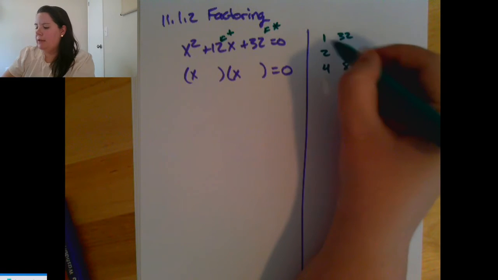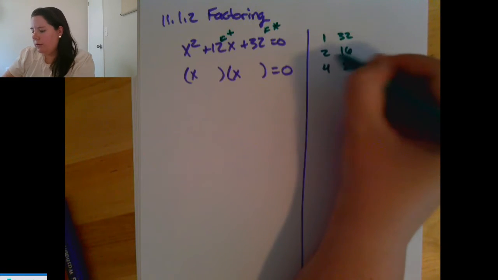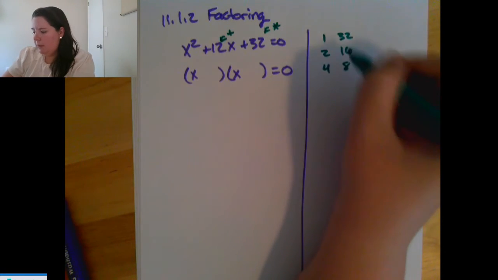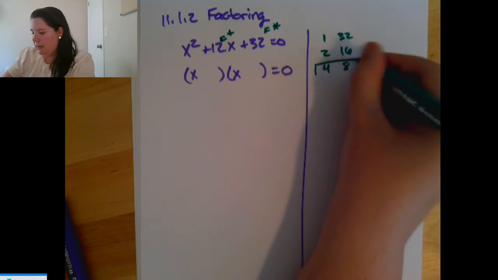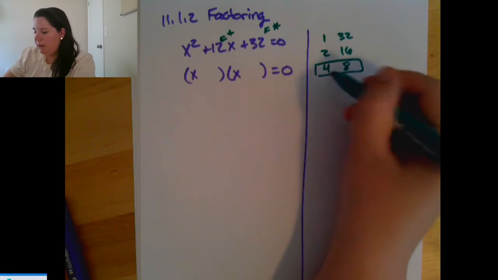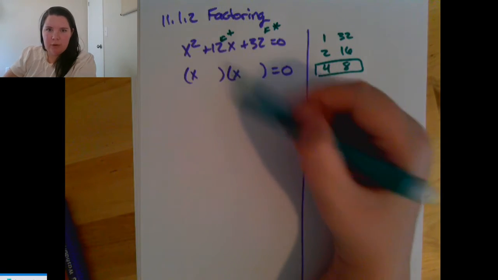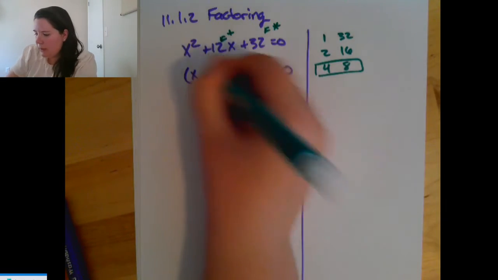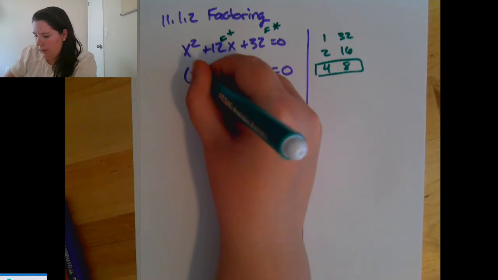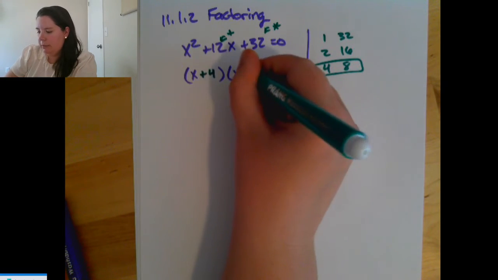Okay, these are all numbers that when I multiply them out, I get 32, but I'm interested in these two numbers because when I add 4 and 8, I get the middle bit, 12, which was my goal. Both positive. So x plus 4 and x plus 8.